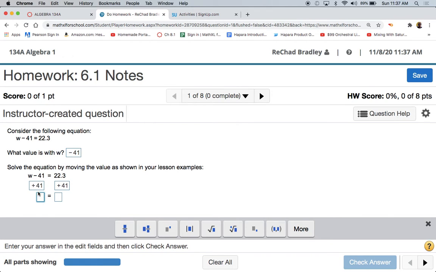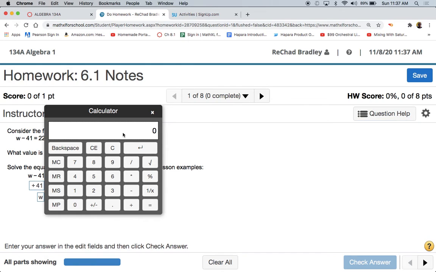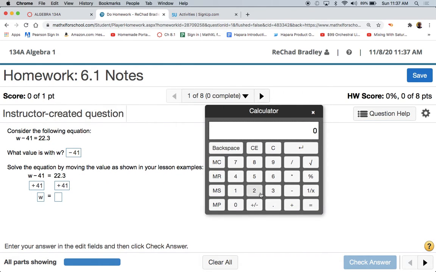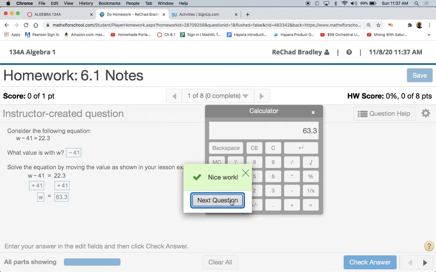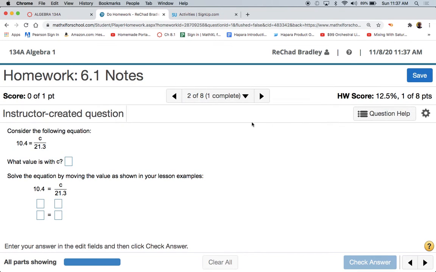Because the 41s are gone, you'll type a W there, and then you will type 22.3 plus 41. I'm sorry, I almost used my own calculator. Which is 63.3. Hopefully that's right. Good job. That calculator works just for you. All you have to do is go to question help and find it.